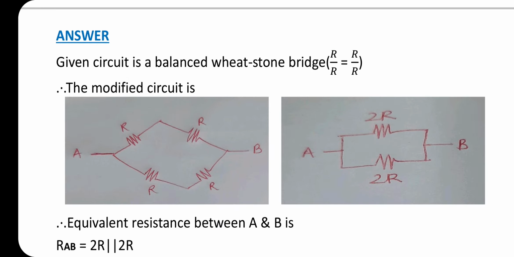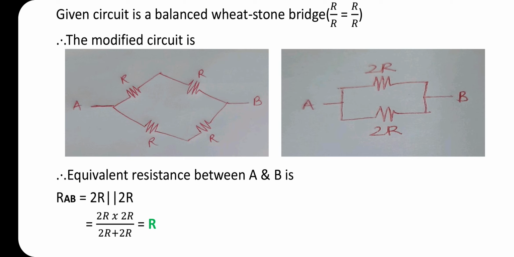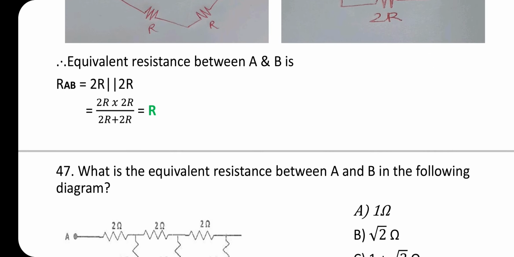Here R and R are in series connection, so the effective resistance is 2R parallel to R. The equivalent resistance between A and B is 2R parallel to R. We get R_AB is R.